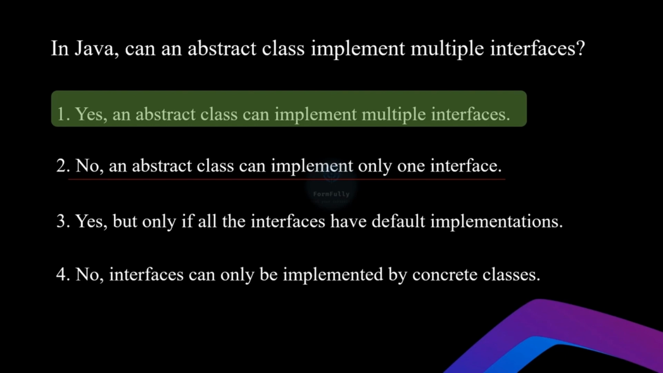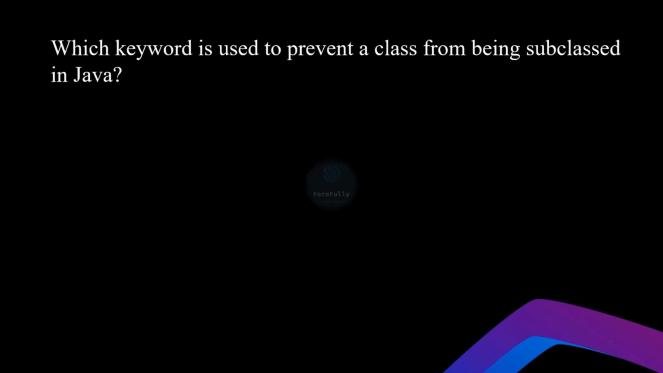Option 2 is incorrect, as an abstract class can implement multiple interfaces. Option 3 is incorrect because it's not dependent on whether the interfaces have default implementation or not. Option 4 is incorrect because interfaces can be implemented by both concrete and abstract classes. So option 1 is correct. Moving to the next question.